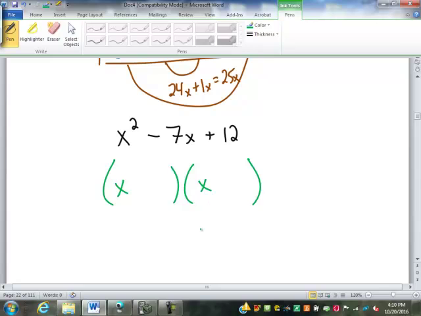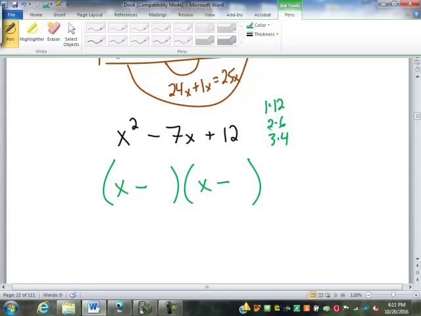x squared is still split into x times x. 12, either 1 times 12, 2 times 6, or 3 times 4. Now that's a positive 12, which means it can be created by multiplying 2 positive numbers or by multiplying 2 negative numbers. If they're both positive, there's no way we could get a negative 7 out of it. So what that's telling us is that both of these numbers, whatever they are, must be negative.